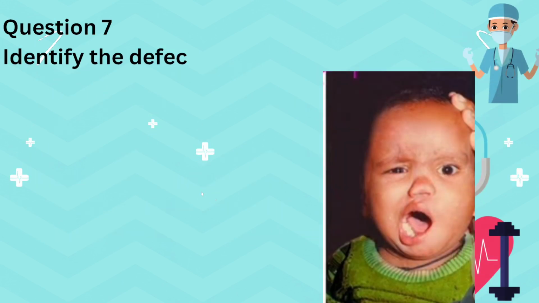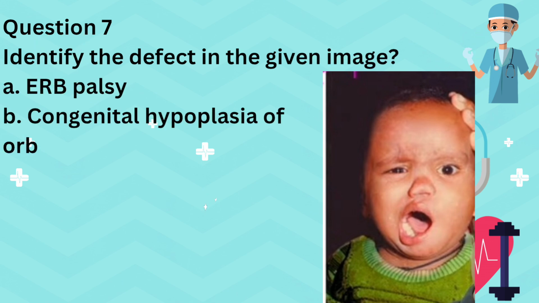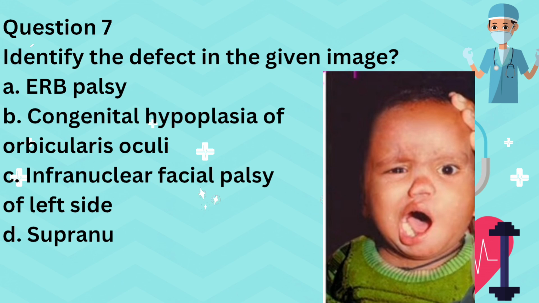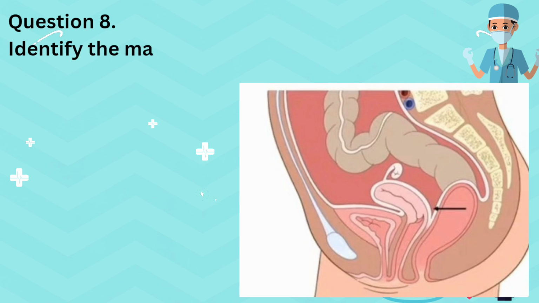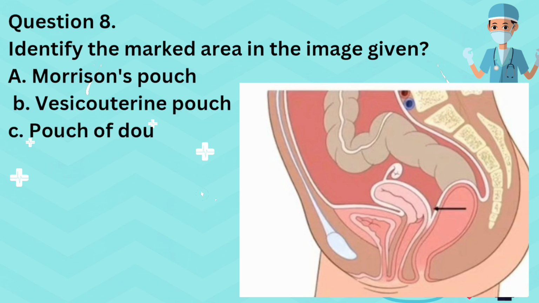Question 7. Identify the defect in the given image. A. Erb palsy. B. Congenital hypoplasia of orbicularis oculi. C. Infranuclear facial palsy of left side. D. Supranuclear palsy. Question 8. Identify the marked area in the image given. A. Morrison's pouch. B. Vesicouterine pouch. C. Pouch of Douglas. D. Ischioanal fossa.